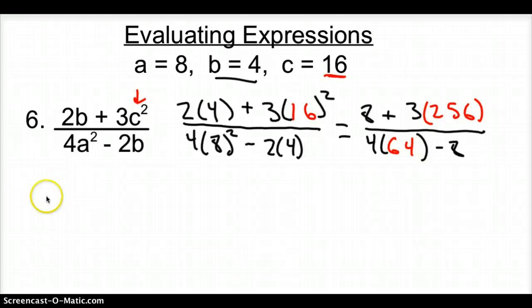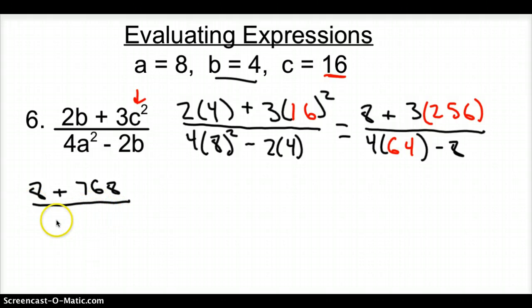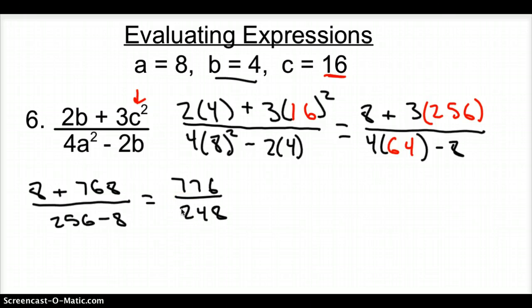I'm going to move back down, so 8 plus, and then 3 times 256 is 768. That goes over. 4 times 64 is 256 minus 8. Now, a couple more steps. Add the top and we subtract the bottom. So on top we have 776 over 248.